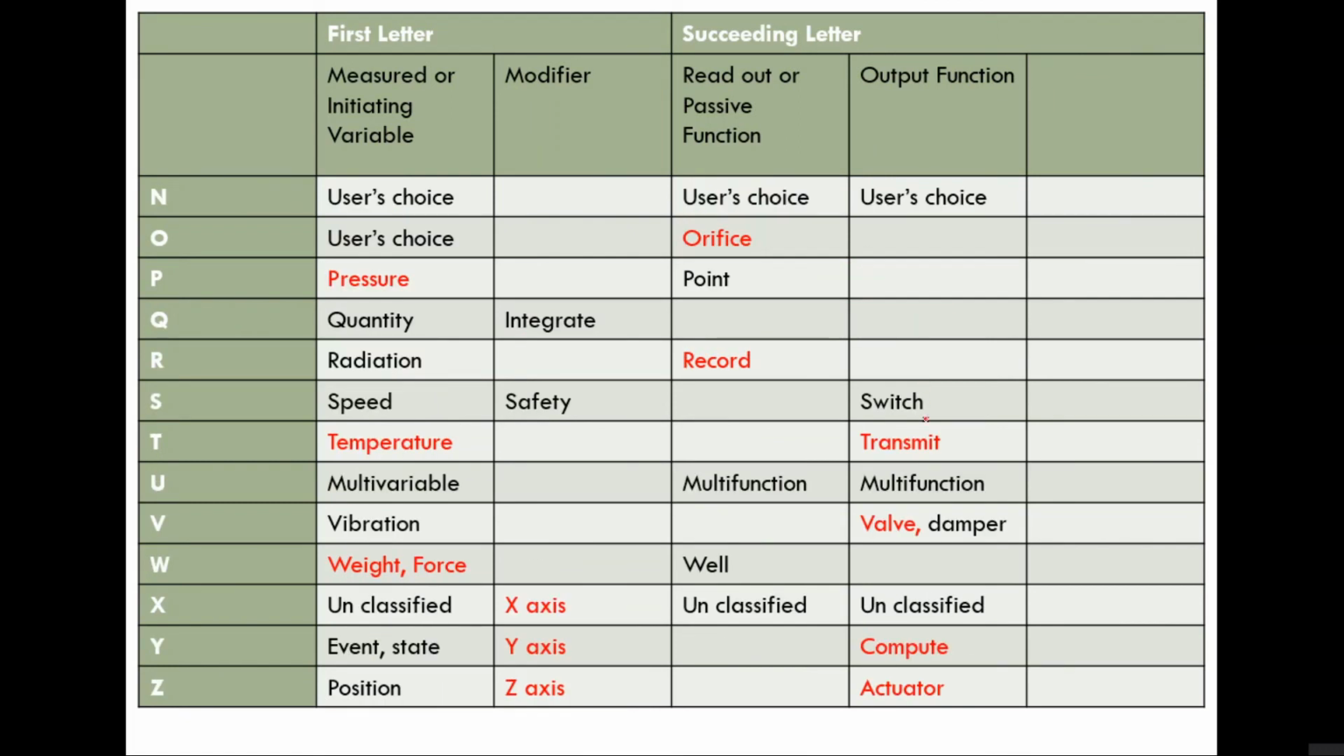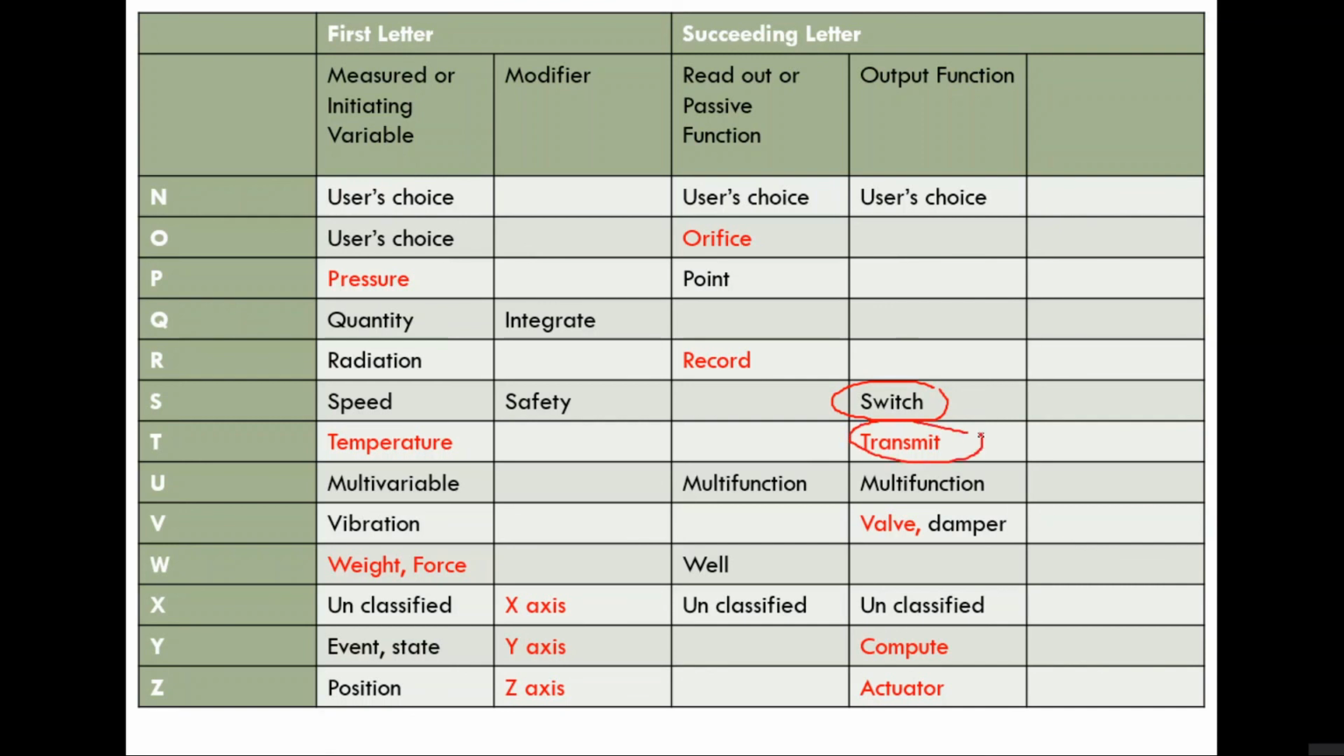Now S for switch. This is also important. If you are switching a variable in a boiler, you can see that a device is used to switch between the flow control signal and the pressure control signal. In some situations we have to use the flow control signal, in some situations the pressure control signal, not both. At that point we need a switch, so it is represented by S.